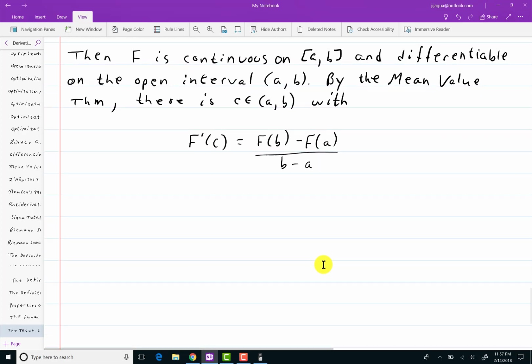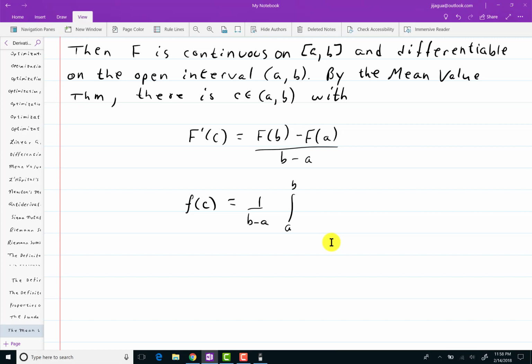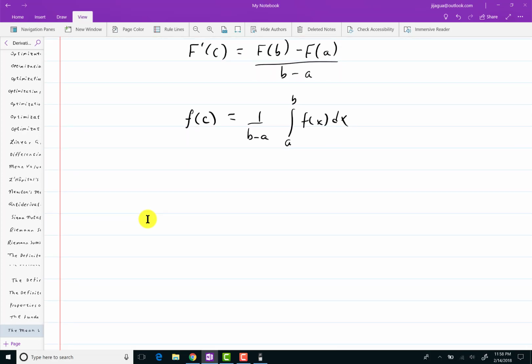This is exactly what it says. The derivative function had a value at c there. Now we do already know that capital F prime is little f. So we know that little f of c equals, and this guy right here, capital F of b minus F of a, that is the integral. Let me take the 1 over b minus a out here. Capital F of b minus F of a is the integral from a to b of f of x dx. That's because capital F is an antiderivative. Or in other words, f of c equals f bar.